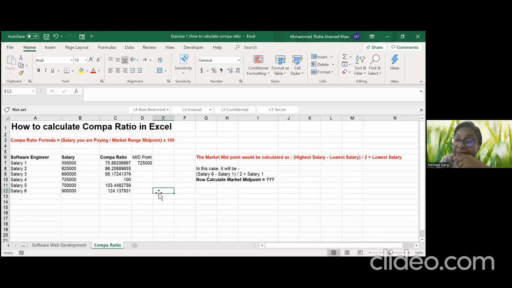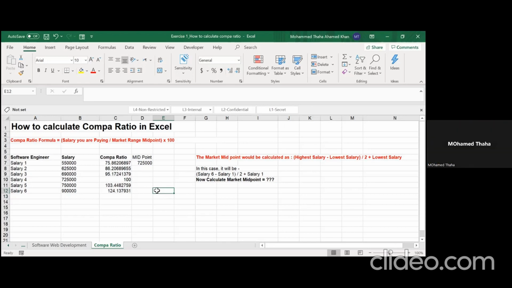You may ask me why and what is the benefit? Can anybody give me an answer off the top of your mind? If I'm calculating comp ratio for an HR function, what is the benefit? What will I do? Which department we can understand is paying out higher or which is below the budget. Yeah, you are trying to get that right. Absolutely right.